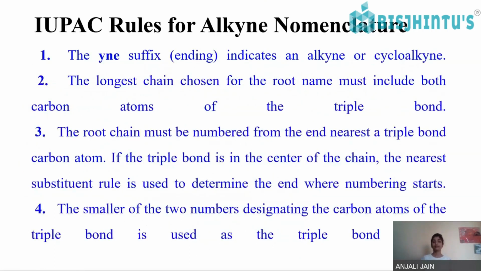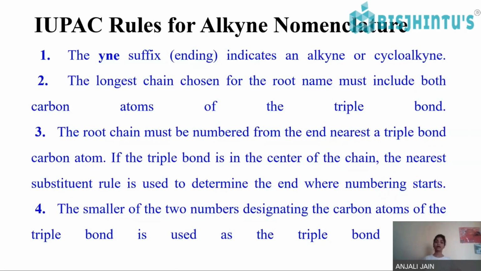So now the IUPAC rule for alkyne nomenclature. An alkyne is C triple bond C. The "-yne" suffix indicates an alkyne or cycloalkyne. A cycloalkyne is when the C triple bond C is part of a cyclic group. The longest chain chosen for the root name must include both carbon atoms of the triple bond. So if I am mentioning a heptane chain, that's 7 carbons, so I should include that root name with "-yne": heptyne. Heptyne has to be the root name.